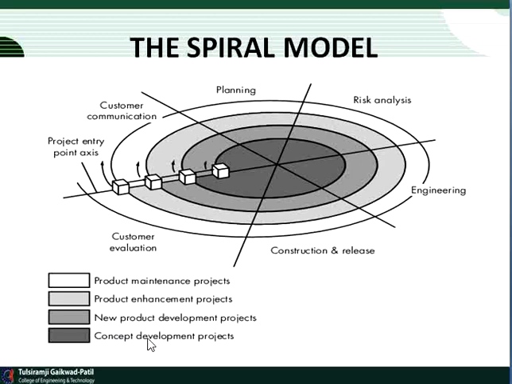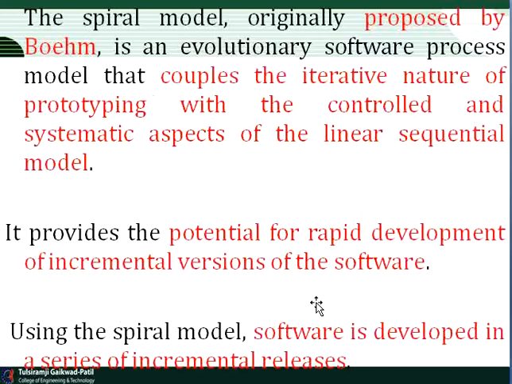So the spiral model follows the iterative process. It is a combination of the iterative process model and the linear sequential model. The spiral model was originally proposed by Barry Boehm and is an evolutionary software process model that couples the iterative nature of prototyping with the control and systematic aspects of the linear sequential model. It provides the potential for rapid development of incremental versions of the software.